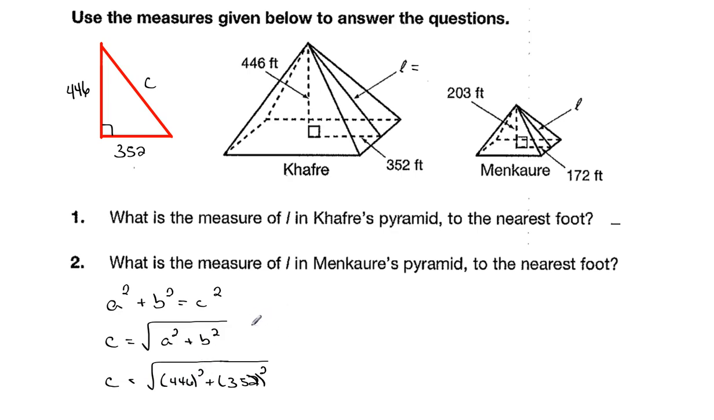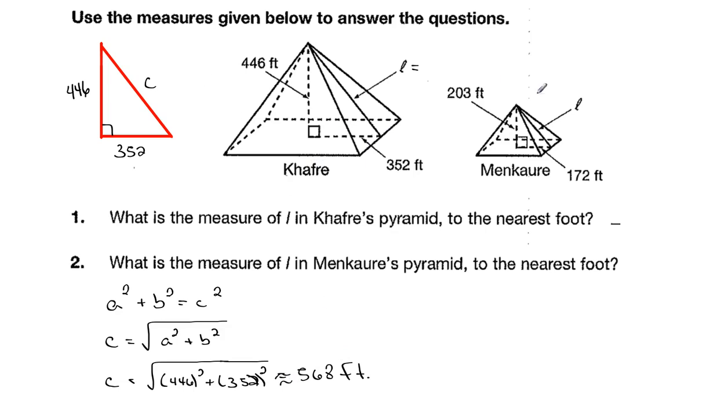And do I have an answer for the square root of 446 squared plus 352 squared? Got to take the square root of that. So let's say about 568. And we're going to say feet, because the previous directions told me to round to the nearest foot. So about 568 feet.